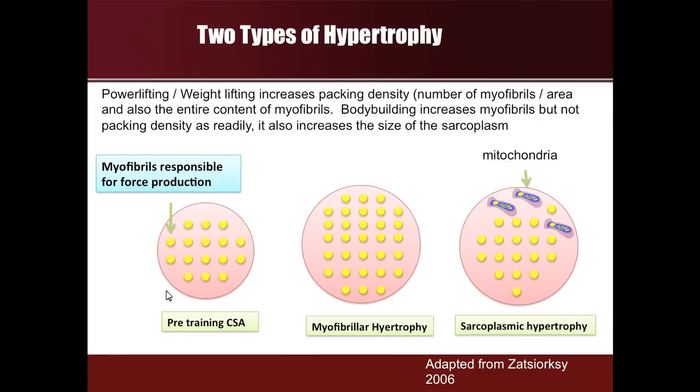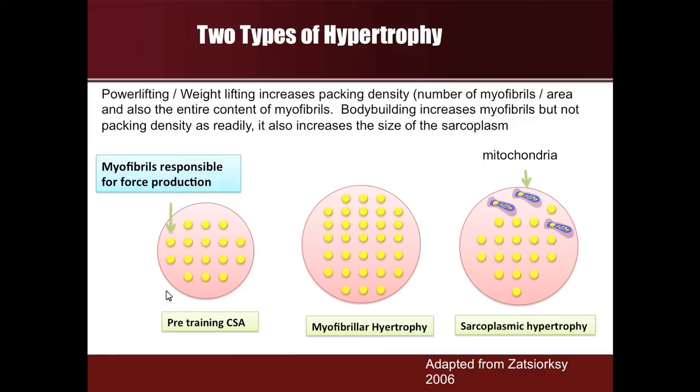So what we have pre-training cross-sectional area all the way to your left. Okay, if you lift primarily heavy, then what you're going to end up doing is primarily increasing the myofibrils. If you lift more of a higher repetition range, like bodybuilders, you may increase what's called sarcoplasmic hypertrophy, which, although controversial, really is referring to increases in mitochondria.